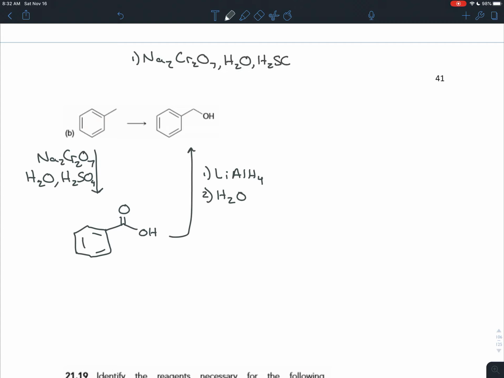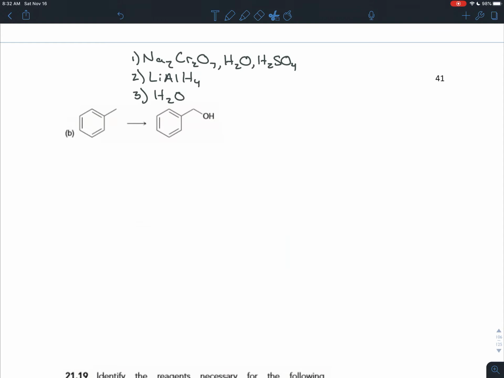So if you think of this in terms of oxidation and reduction, one possibility is just using a strong oxidizing agent, followed by a strong reducing agent, and then a water wash. So that's one possibility. Another possibility is to think of this as a substitution.